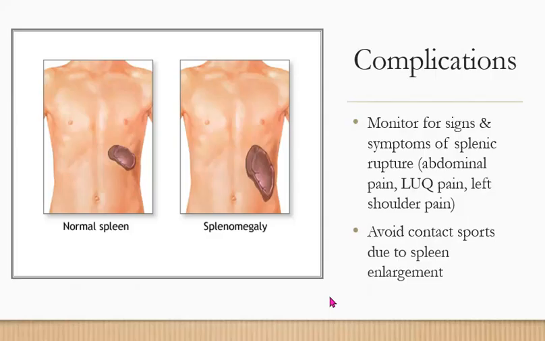Complications: you're going to monitor for signs and symptoms of splenic rupture. That's why the healthcare provider will generally want them to stay away from contact sports. If they're having left upper quadrant pain or left shoulder pain, you want to monitor for splenomegaly due to that spleen enlargement.